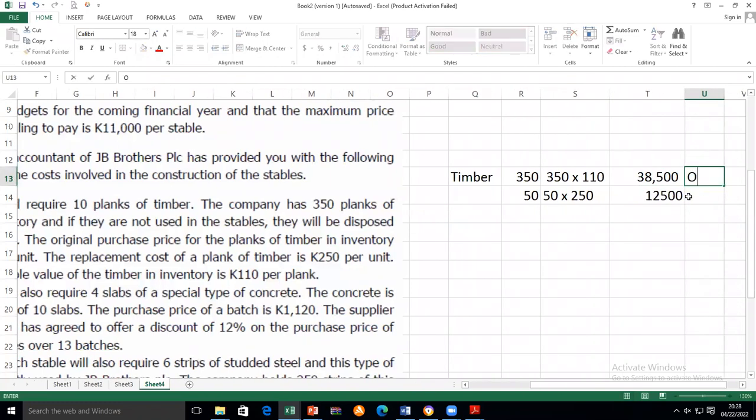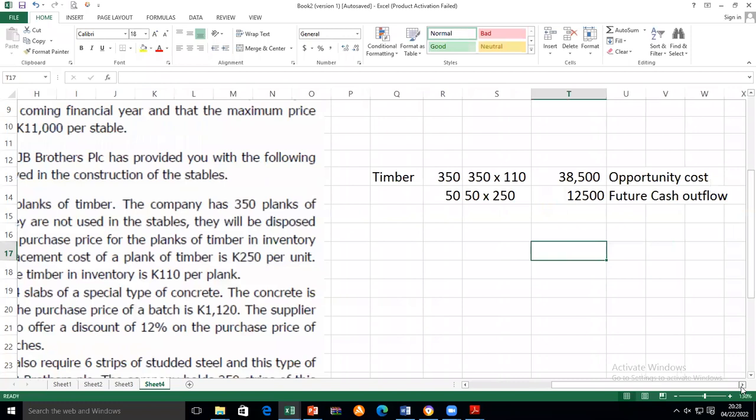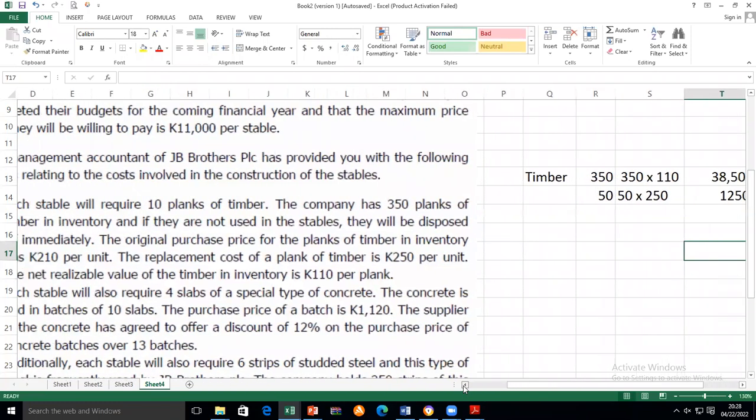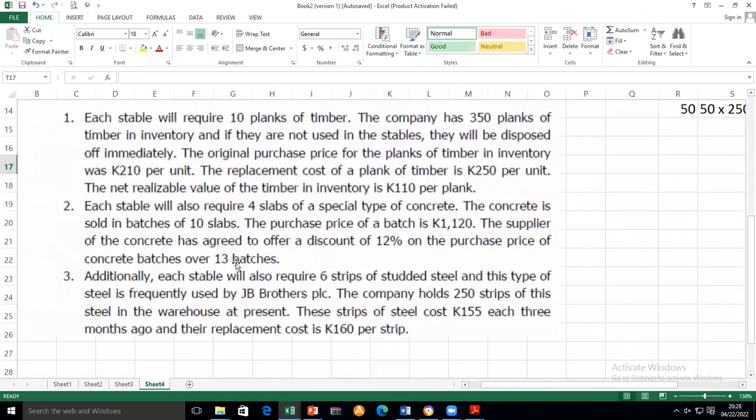So let's put your explanation here. This is an opportunity cost, money lost. What are you going to call this one? Future cash flow. Yes, that's a future cash outflow that we're going to suffer. Done. Let's welcome the next one.